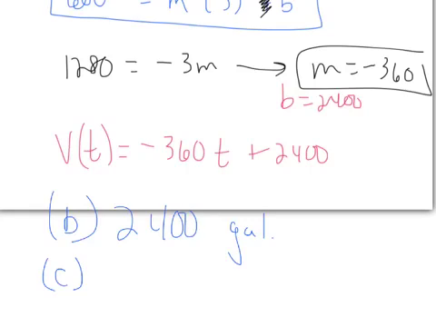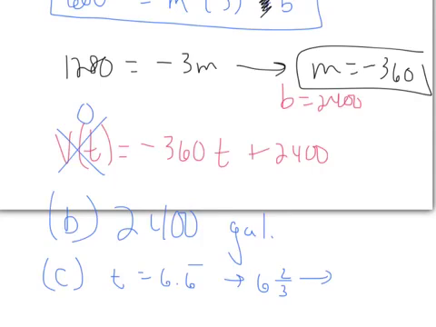Part C asks us, when will the tank be empty? So when is there 0 volume left? So all you need to do is set this equal to 0 and solve, because you're trying to find the time. You're solving for t, finding the time when the volume equals 0. So set the volume equal to 0 and solve for time. So take the 2,400, subtract it over, and then divide by negative 360. You're going to get a time of 6.6 repeating, which is 6 2/3 of an hour. And if you recognize the fact that 2/3 of an hour is 40 minutes, this means that 6 hours and 40 minutes have gone by since the beginning of the problem.